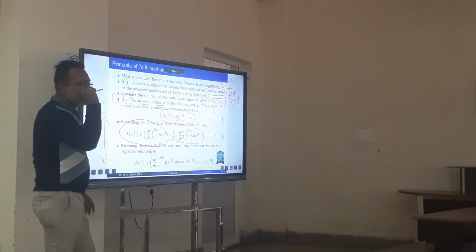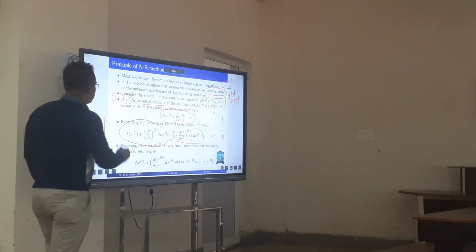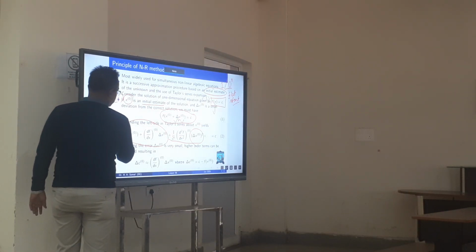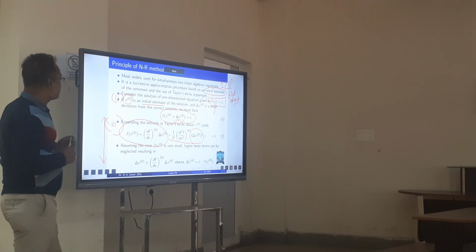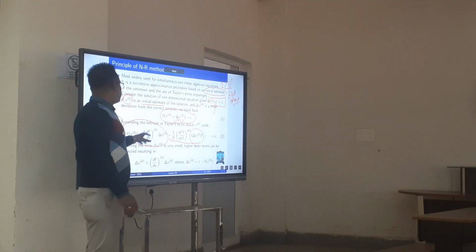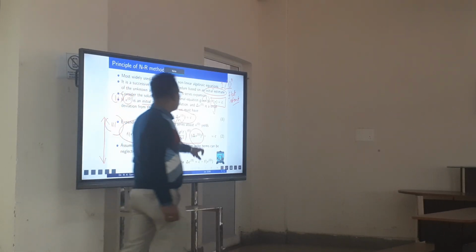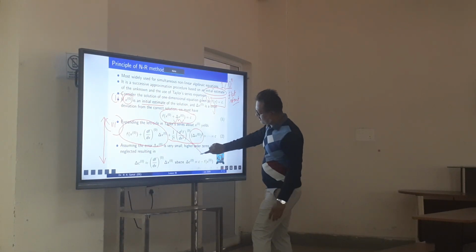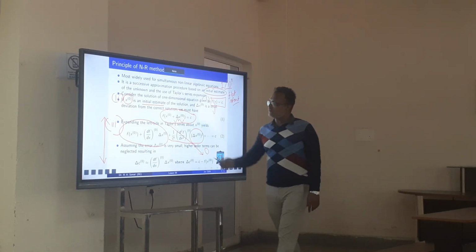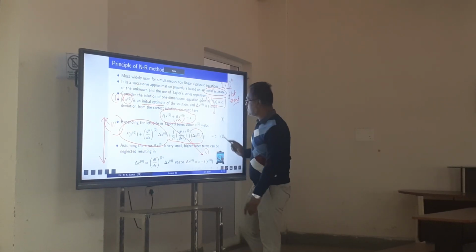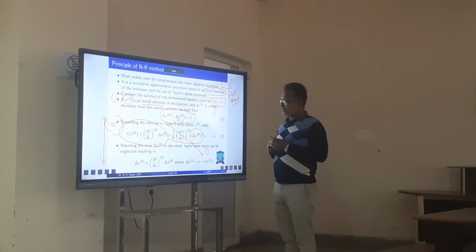So write down: expanding in Taylor series and neglecting higher order terms, we get f(x0) plus df/dx at x0 times delta x0 is equal to c, because we neglect the higher order terms. Okay.